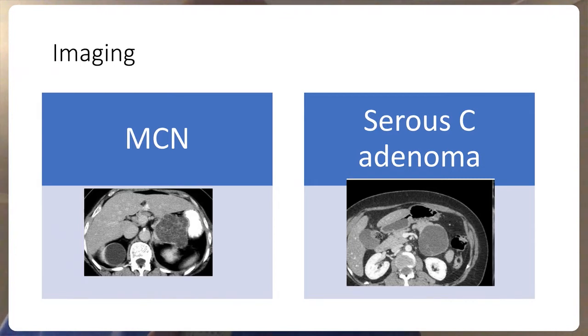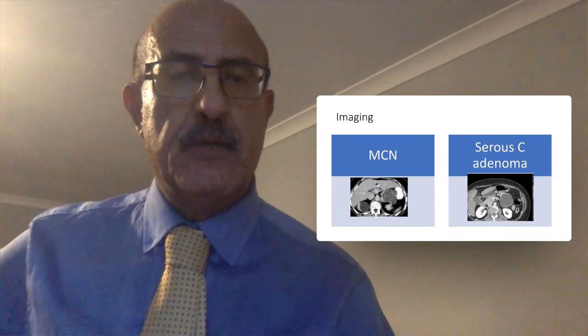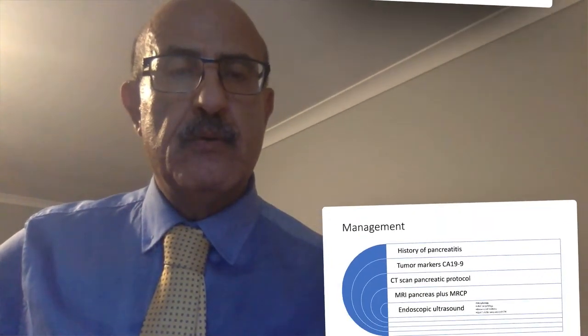So mucinous cyst adenoma usually looks like a single cyst, more or less homogeneous. There might be one or two septa in it, but if compared to the serous cyst adenoma, the serous cyst adenoma will have a large number of septa inside the lesion. And again, I'm sorry, the labeling of the image here was inaccurate.